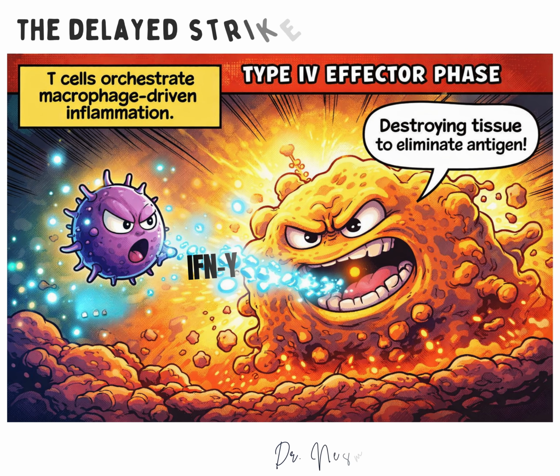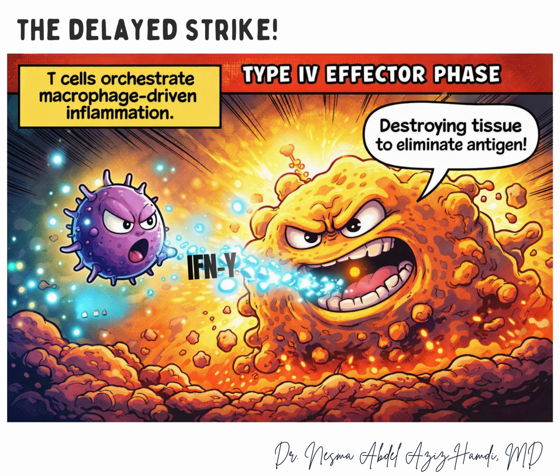The effector phase of type 4 hypersensitivity occurs upon re-exposure to the antigen. The previously sensitized memory T helper 1 cells recognize the antigen and become activated. They then release interferon gamma, which acts as a powerful activator of macrophages. Activated macrophages release a range of inflammatory mediators, driving macrophage-driven inflammation and tissue injury. This delayed, cell-mediated response is why reactions like the tuberculin skin test take 48 to 72 hours to develop.